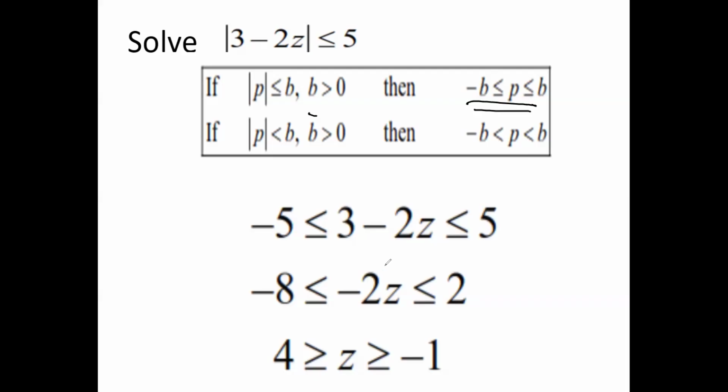Now you have to divide by minus 2. Remember, when you divide by a negative number, you have to turn around the inequality sign. I don't like how this one is written. If you turn around this inequality sign, you get this, and you turn around this inequality sign, you get that. So you can write this as z is greater than or equal to minus 1, but less than or equal to 4.